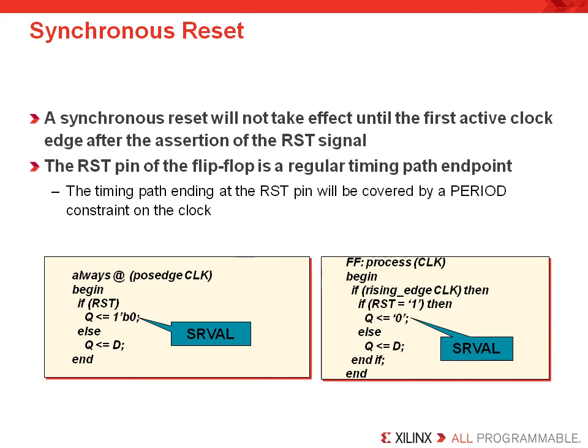Now this example demonstrates how to properly code for a synchronous reset of your flip-flops. And the first thing you'll notice, of course, is that the reset is not included in the sensitivity list, but is nested as part of the process. So this requires that the reset only becomes active when we have a rising clock edge. So effectively, this is an AND, rising clock edge and the reset being asserted. Now similarly, you could put an AND as part of the sensitivity list, and then you would also get that behavior. But the key thing is the reset pin of the flip-flop is a regular timing path endpoint. So the timing path ending at the reset pin will also now be covered by the use of a period constraint on your clock signal.